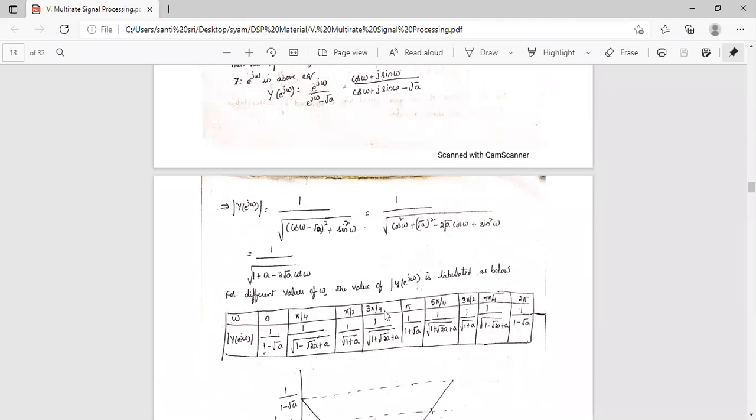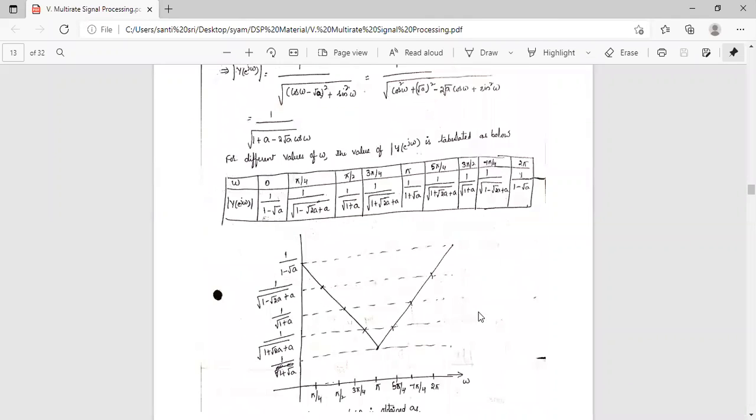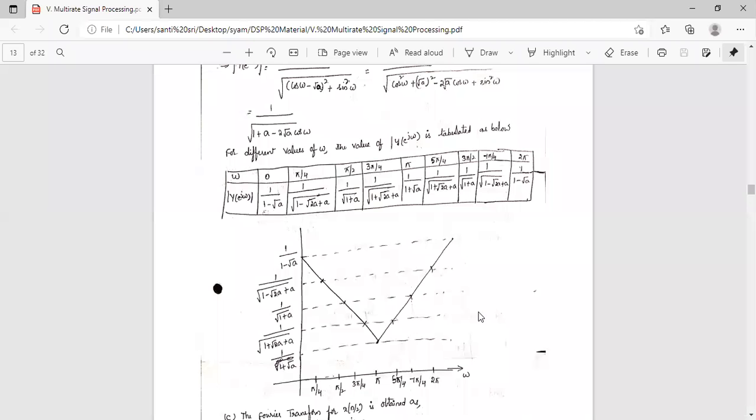So by substituting various values of omega in this one, omega equal to 0, pi by 4, pi by 2, 3 pi by 4, pi, 5 pi by 4, 3 pi by 2, like this, we will get mod Y of e power j omega values. So for these values, we will draw the spectrum. This is the frequency spectrum.